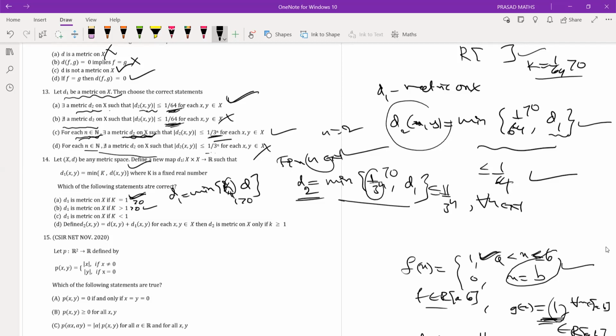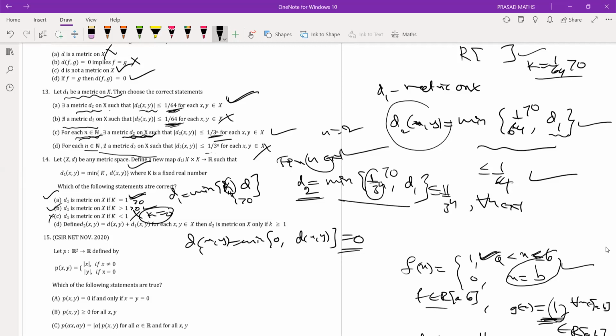What about the third option? d1 is a metric if k less than 1. No, right? If I take k equals 0, what happens? Minimum of 0 comma d(x, y). If k equals 0, this is a zero function, a constant function, it is not a metric. Therefore, if k is less than 1, it need not be a metric. So A is right, B is right, C is not right.